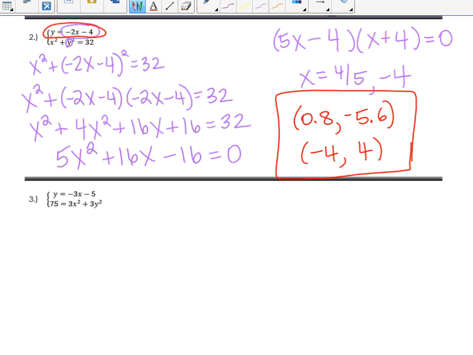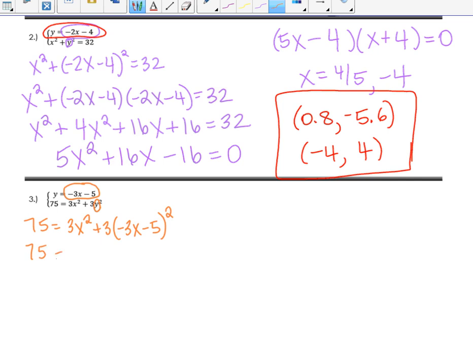Now, for this next one, you want to be careful here. It's the same process as we've been doing, but notice there's a 3 in front. So you're going to take this negative 3x minus 5 and sub it in right here. Okay. That 3 is going to stay. So what that's really going to look like is 75 equals 3x squared plus 3 times negative 3x minus 5 squared. Okay, really watch your order of operations here.